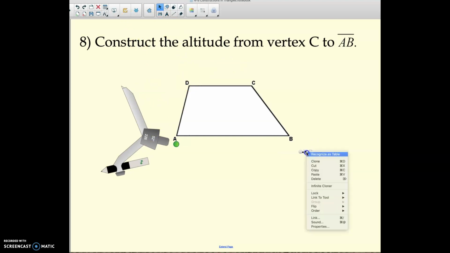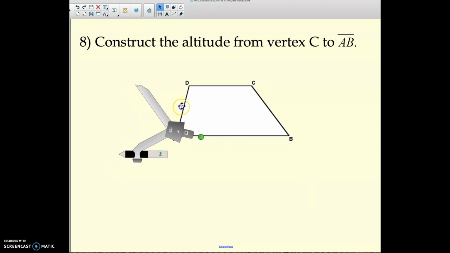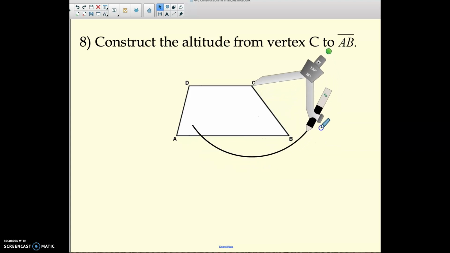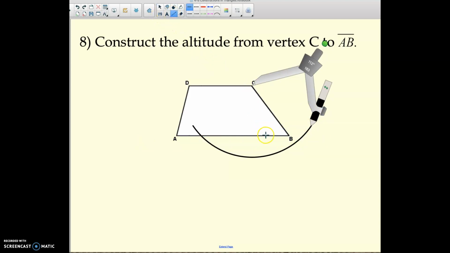I don't know where this is coming from. Let me just get rid of that. Okay, so again, I'm going to use C as my fixed point, and I'm going to draw an arc of any size that intersects AB in 2 spots. So here is my arc. And again, it didn't quite intersect over on this right-hand side here. So to fix that, all I'm going to do is extend side AB so it does intersect.